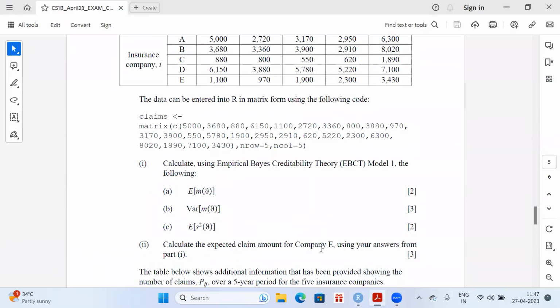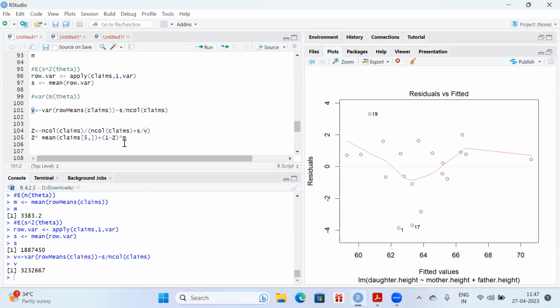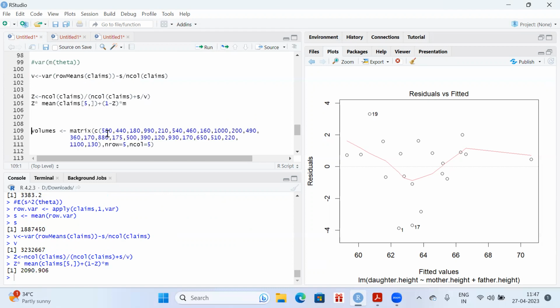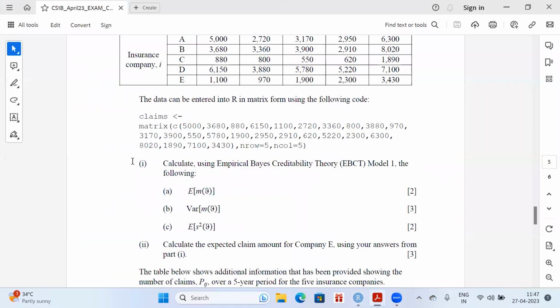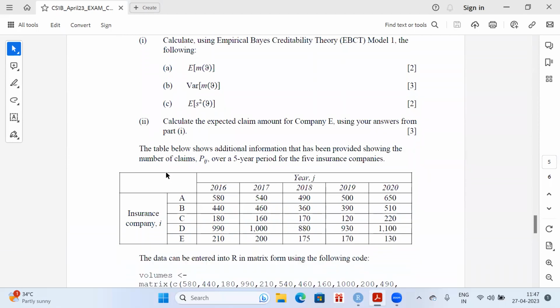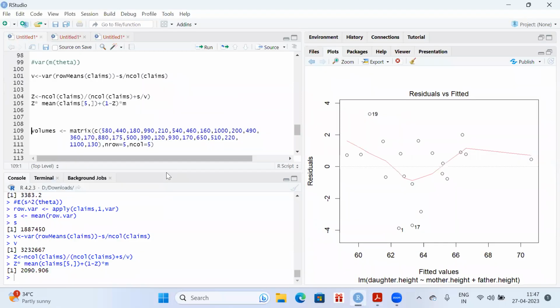Calculate the expected claim amount for company E using your answers from part 1. So Z is my number of columns of claims divided by number of columns of claims plus s by v. Okay, and then for company E only, we need to calculate: claims of row 5 times Z plus 1 minus Z times the mean. So this gives us 2090.906.